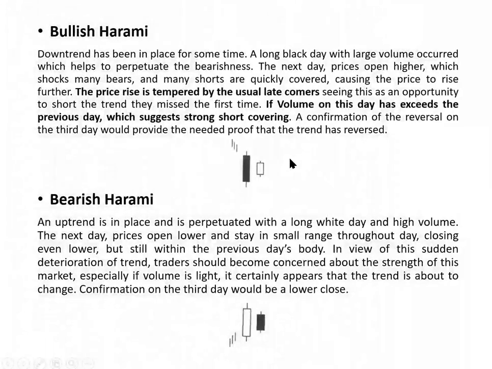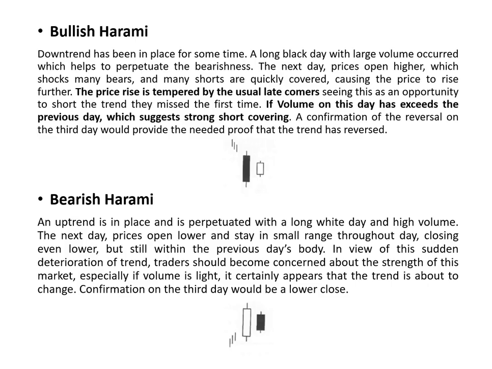So, bullish Harami. A downtrend has been in place for some time. A long black day with large volume occurred, which helps to perpetuate the bearishness. The next day, prices open higher, which shocks many bears, and many shorts are quickly covered. So that is the reason why the next day opens slightly up, and also it keeps going up, causing the prices to rise further. The price rise is tempered by the usual latecomers, seeing this as an opportunity to short the trend. They missed the first time.